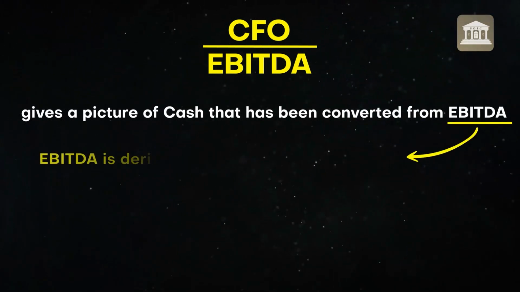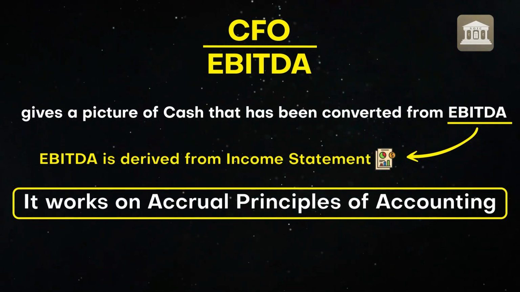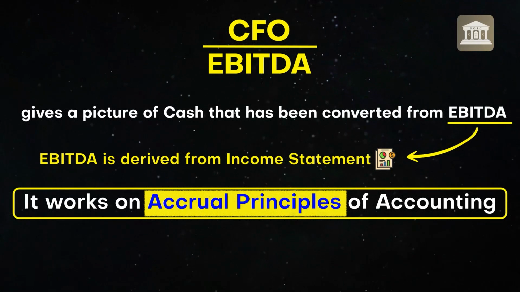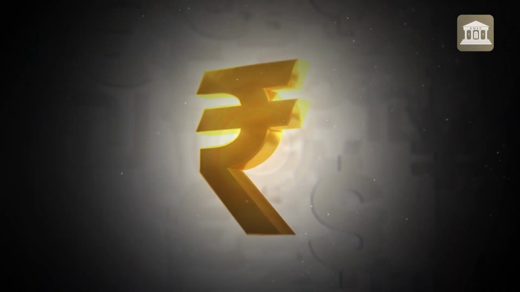Because EBITDA is on the basis of the income statement, which works on the basis of accrual principles of accounting. What is the accrual principle of accounting? That revenue is recognized when a sale is made, not when cash is received. This is something that you have to remember. If I make a sale of ₹1, then I will recognize those revenues. It doesn't mean that I have necessarily received that ₹1. This is why we get the concept of trade receivables, inventories and everything else.